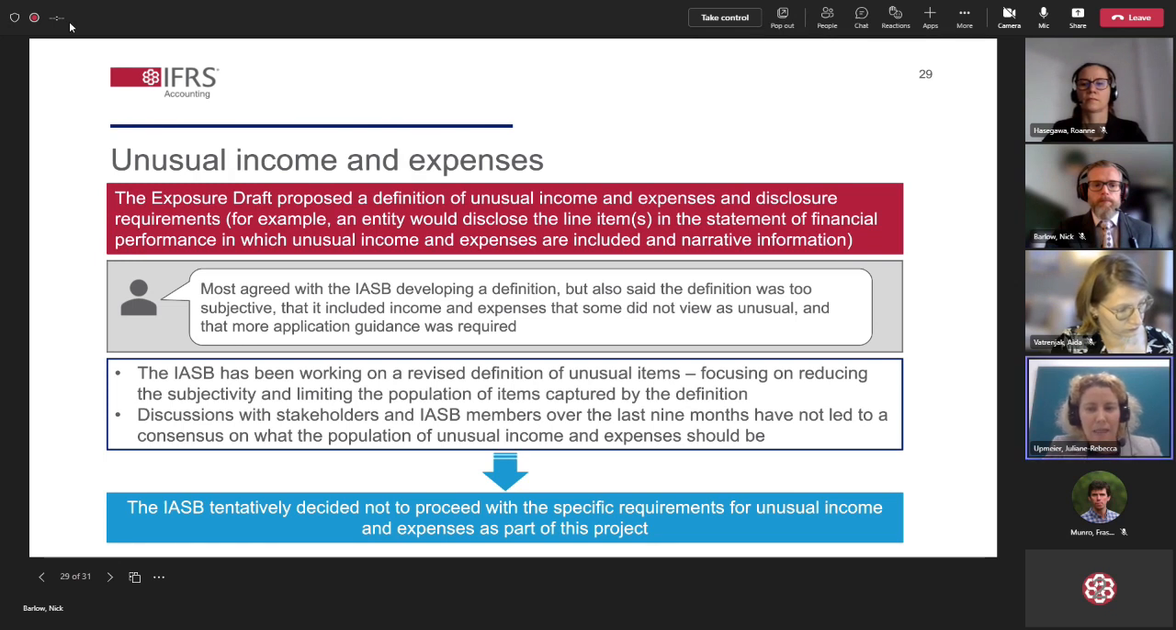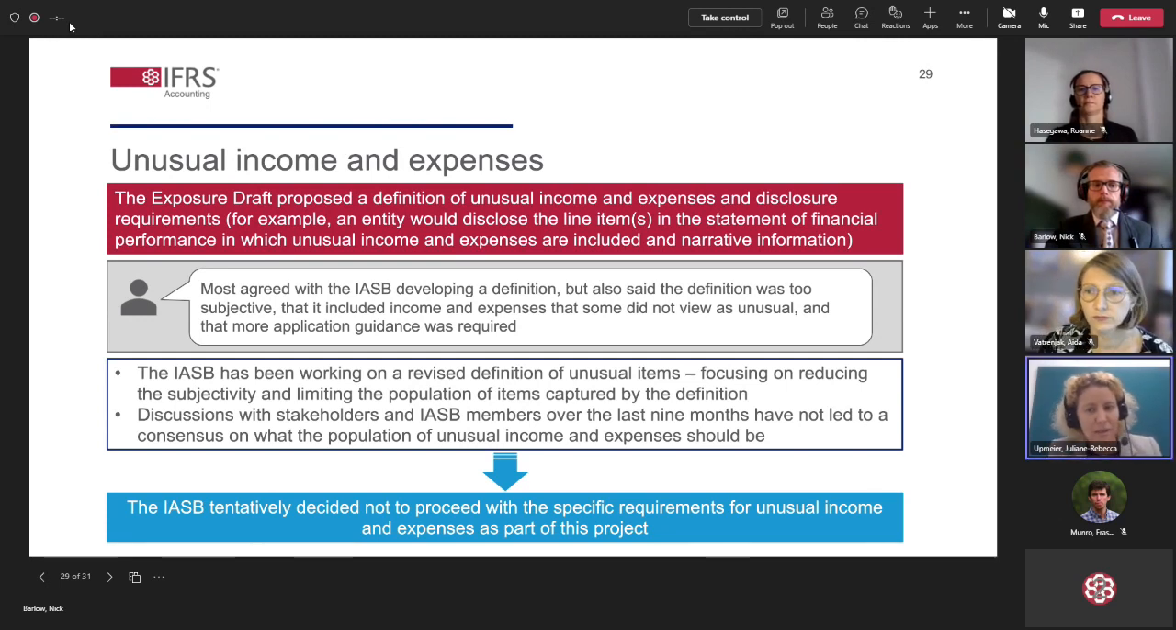In light of this feedback, the IASB has been working on a revised definition of unusual income and expenses, focusing in particular on reducing the subjectivity and limiting the population of items captured by the definition. However, the discussions with stakeholders and IASB members over the last 9 months have not led to a consensus on what the population of unusual income and expenses should be. Hence, the IASB has now tentatively decided not to proceed with any specific requirements for unusual income and expenses in this project.